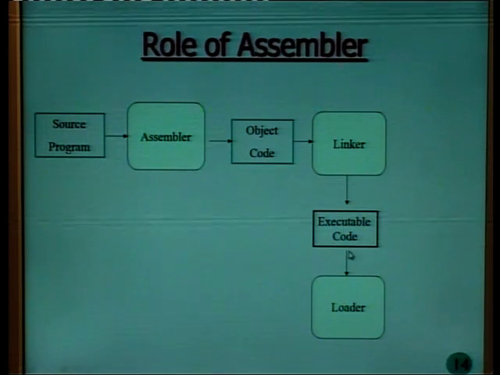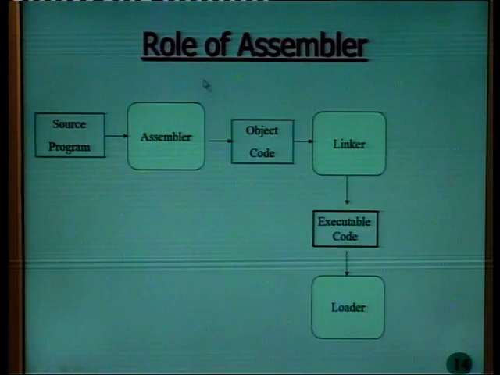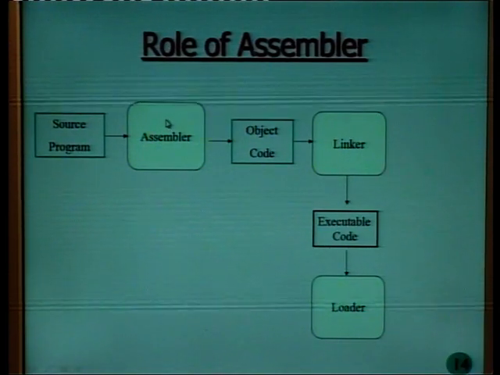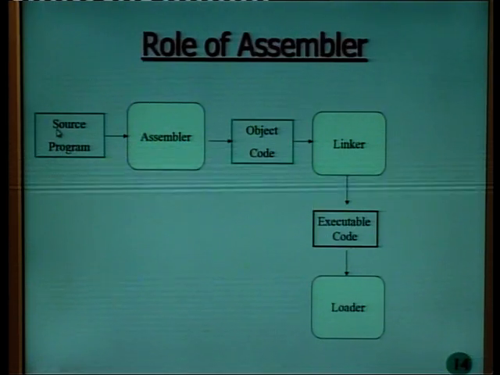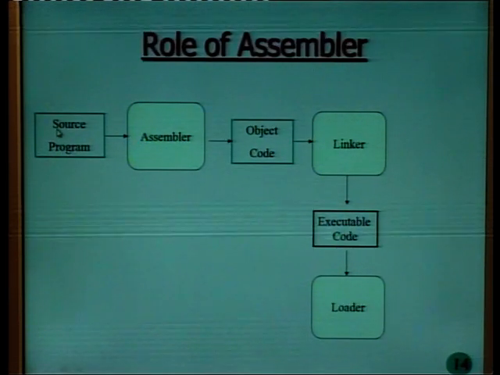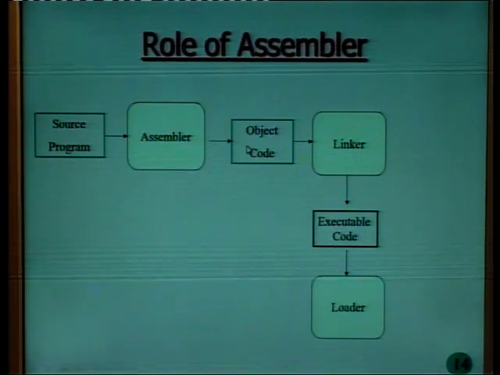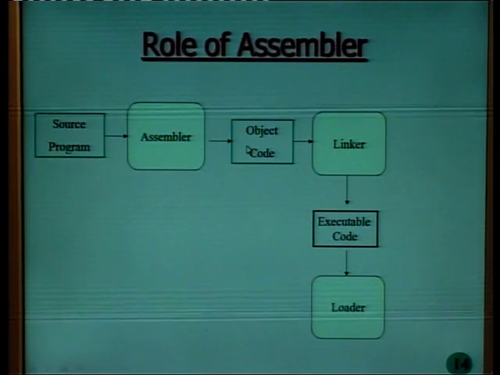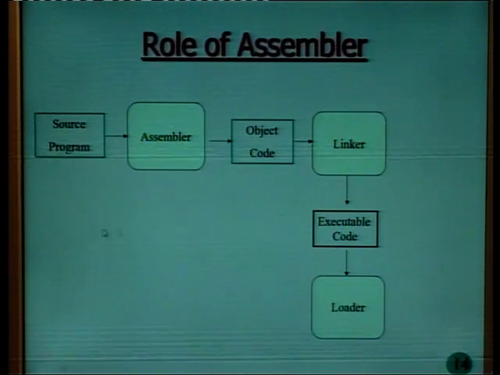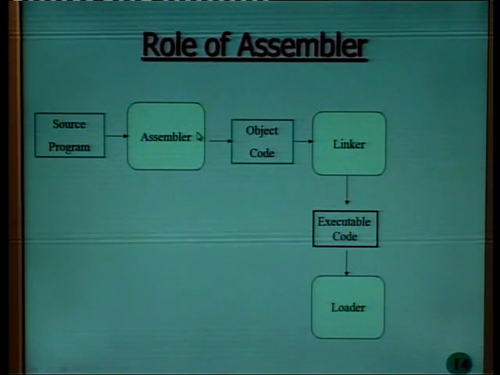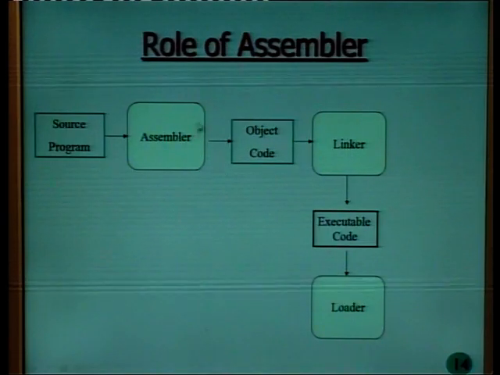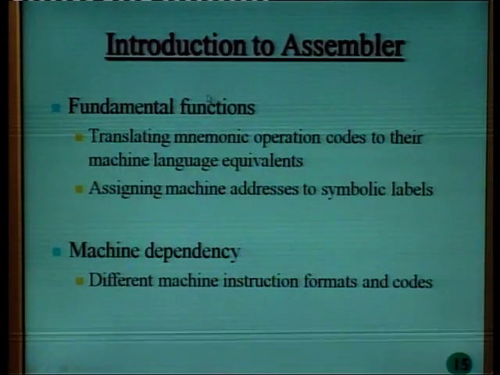So this is the role of the assembler, because users feel more convenient and easy with mnemonics or assembly language, but the computer only understands the code representing instructions, that is, 0 1. So the assembler plays an intermediate role and converts these into the form of 0 1.